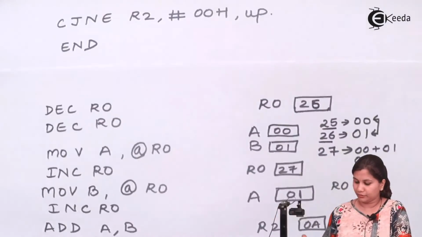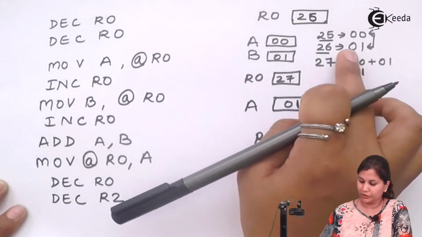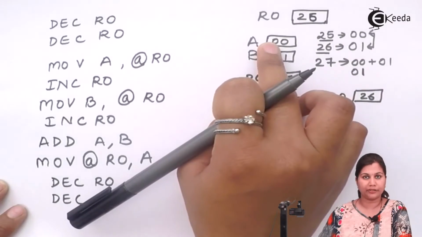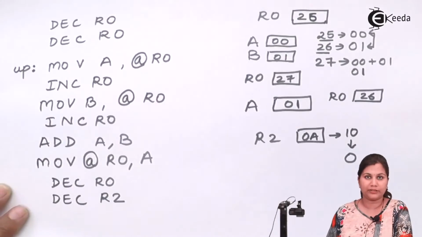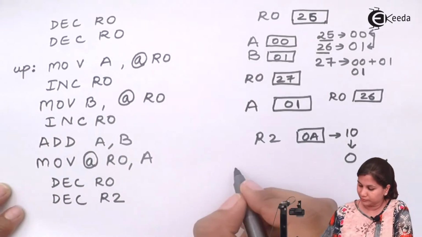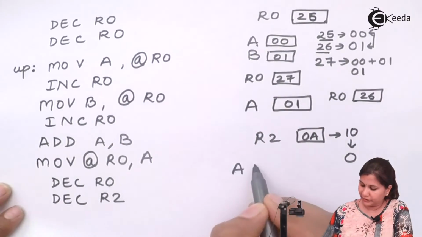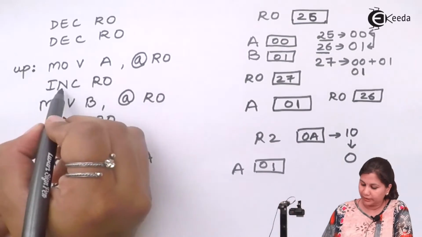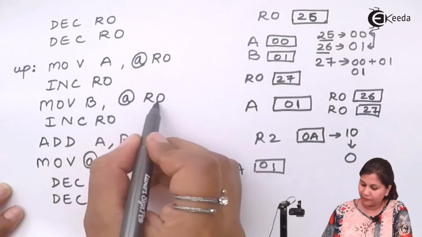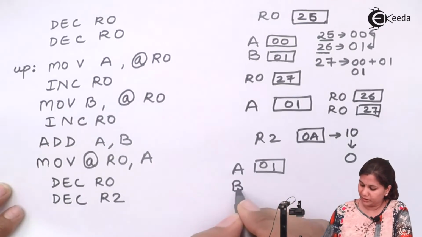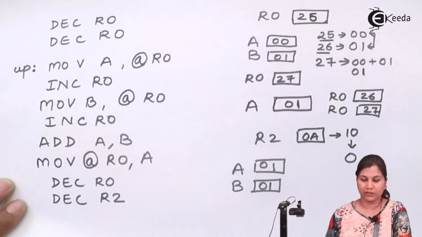Again the R0 register is 26. So at this memory location 26, whatever number is there is to be shifted into the accumulator. So the process is repeated from this instruction. In R0 we have 26, and at 26 we have 01, so in the accumulator 01 will come. Increment R0. R0 will now become 27. At 27, whatever number is there, move it into the B register. At 27 we have 01, so in the B register we will have 01.